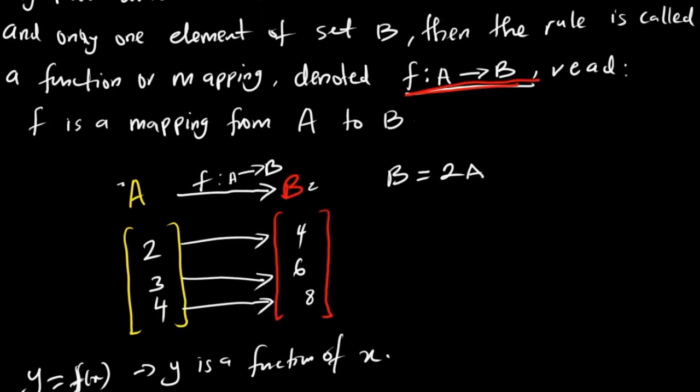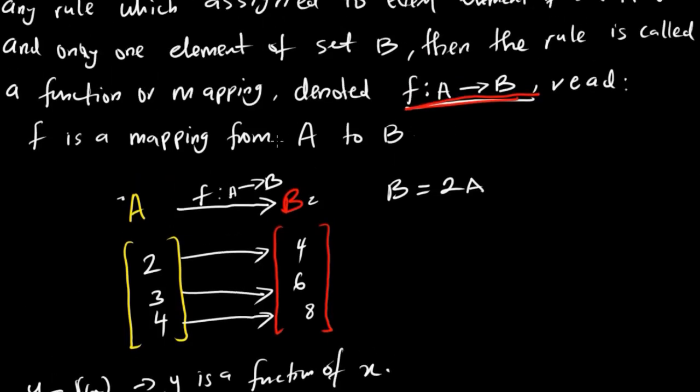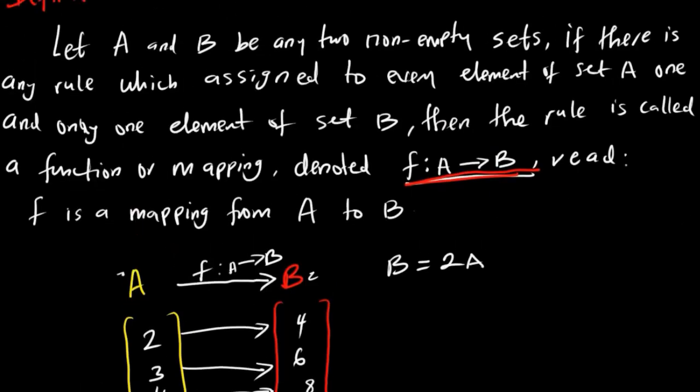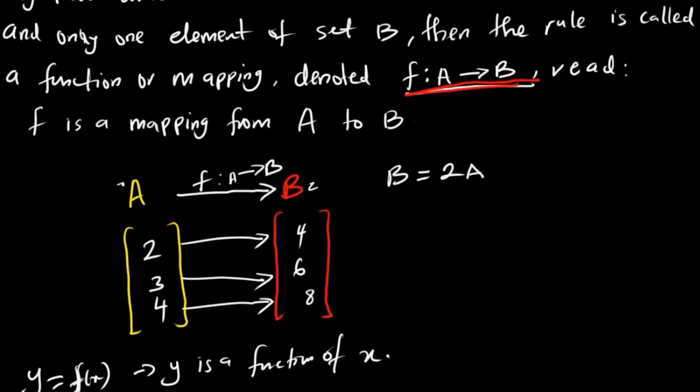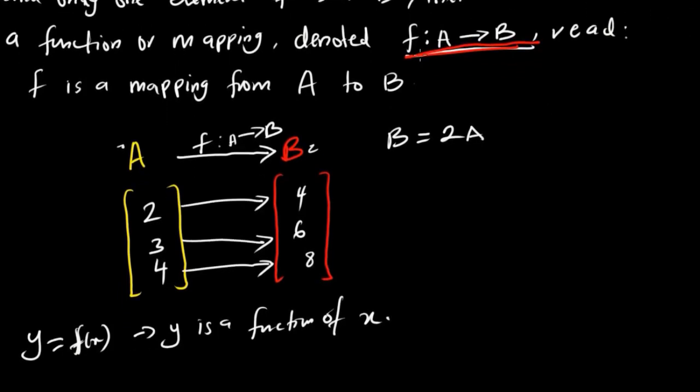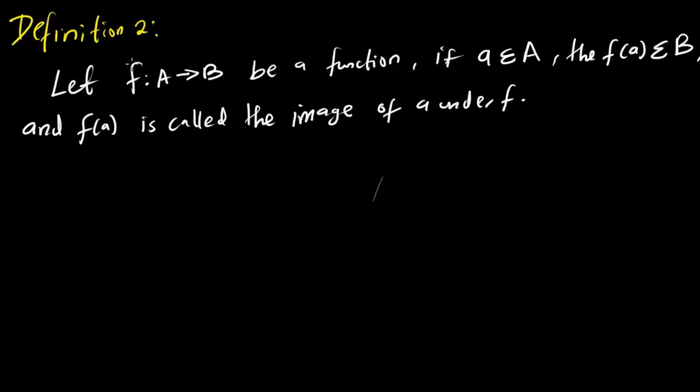So this is what we can get from definition 1: if you have a rule which assigns to every element of set A one and only one element of set B, then the rule is called a function or a mapping, and it's denoted with this. And this is simply read as f is a mapping from A to B.